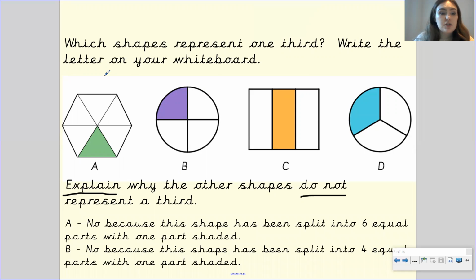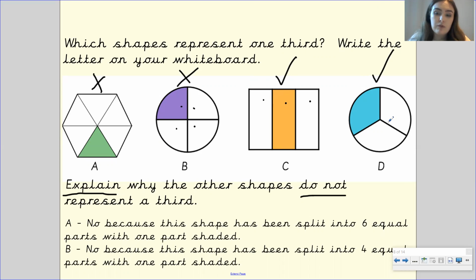Okay, A does not represent a third because it's been split into 6 equal parts with 1 part shaded, so it does not represent a third. B does also not represent a third because it's been split into 4 equal parts with 1 part shaded. C does represent a third. It's been split into 3 equal parts and 1 part has been shaded. And this is the same for D as well, which also represents 1/3. So well done if you put down C and D and then explained why A and B did not represent a third.